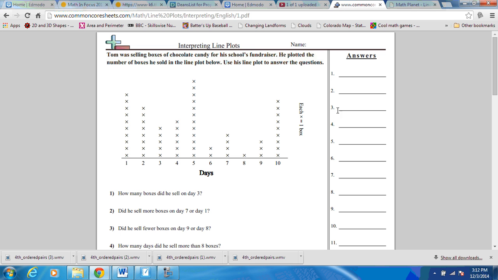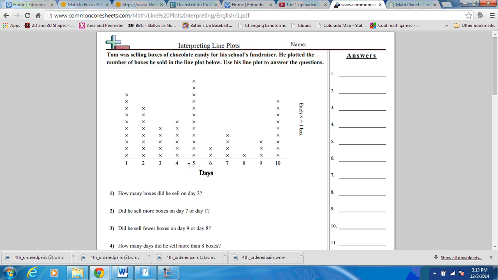So the X's, it tells us each X, and you have to be careful to read the things around a graph because sometimes there are keys and different things to help you interpret it or know what it means. It says each X equals 1 box. So we know the X's do not stand for people. In this case, it stands for the number of boxes. And down here we have a subtitle, which is days. So we know that these numbers stand for how many days. So on day 1, we know that he sold this many boxes of candy, and so on and so forth.